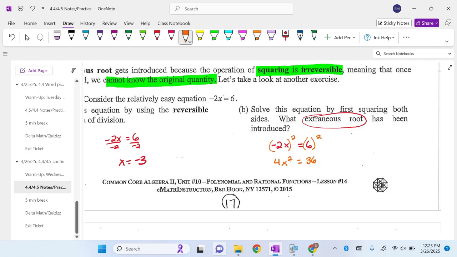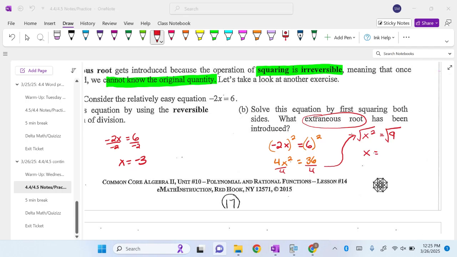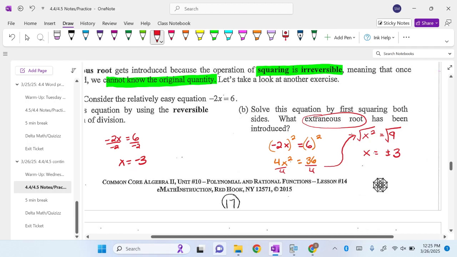So we're going to solve by taking a square root. I have to get the x squared by itself. I need to divide by 4 first. If I do that, I get x squared is equal to 9. I take a square root of both sides. X would be equal to what? Plus or minus 3. So, same equation, we just did a different process.